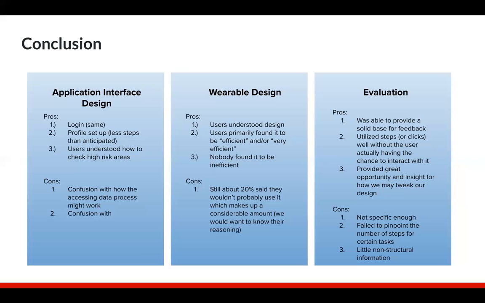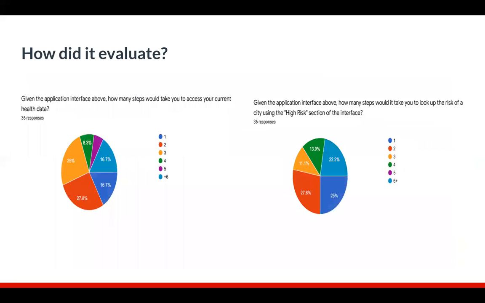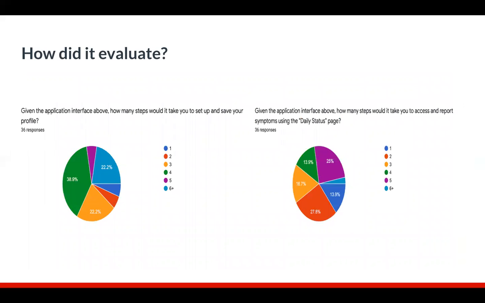It failed to pinpoint the number of steps for certain tasks. So I think we had one back here that had a ton of variation between the number of steps. Like the daily status, you can see it's skewed. Each of them had a pretty even distribution.